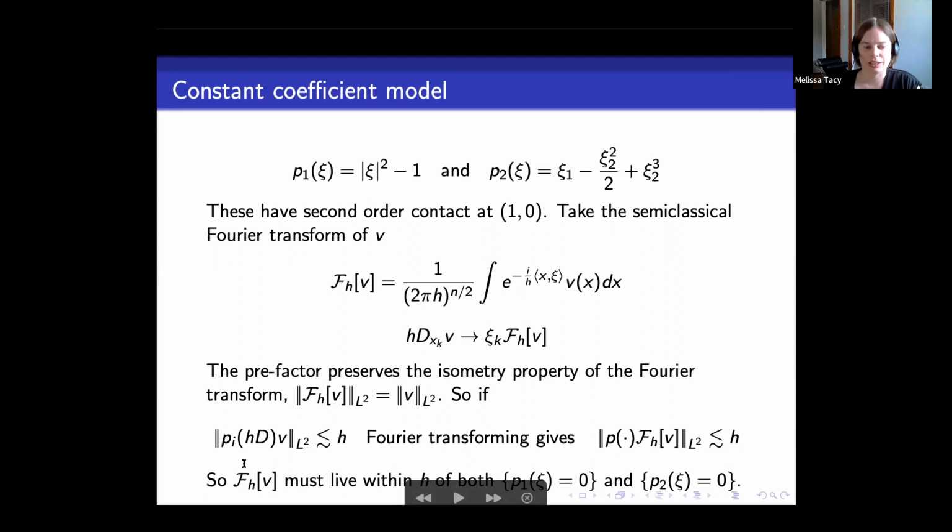So what this means is if I have a constant coefficient P of hD applied to V is L2 order h, I Fourier transform that to a function where I have p, which is a multiplier, times the Fourier transform is order h. So I've now got an algebraic thing that I'm going to solve on the Fourier side, or at least approximately solve. So I've got to find out what the zero sets are, and I've got to make sure the Fourier transform of V lives within sort of size h of both sets.